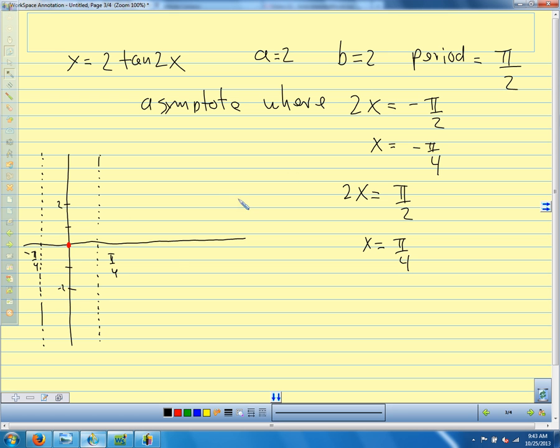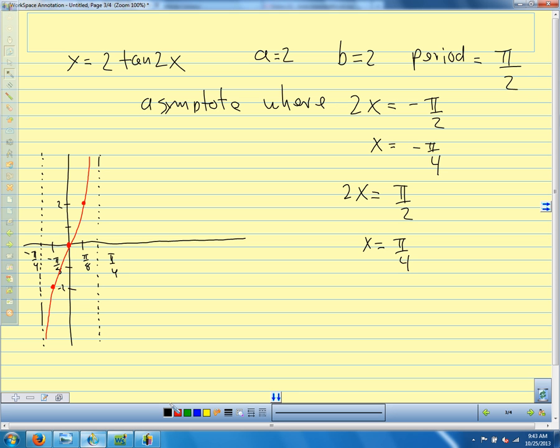And then halfway between the intercept and the asymptote, this will be at pi over 8 and negative pi over 8. Halfway between 0 and pi over 4. My y is going to be plus and minus 2. We know the tangent function is increasing, so it's going to be positive 2 there, and it's going to be negative 2 there. So there's a graph of one period of that function.